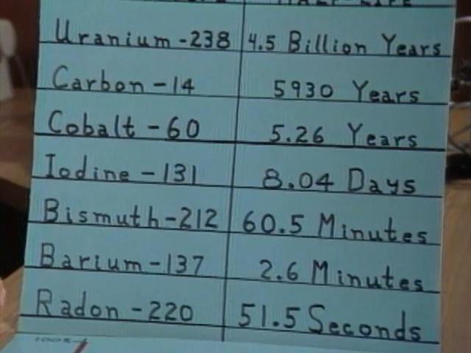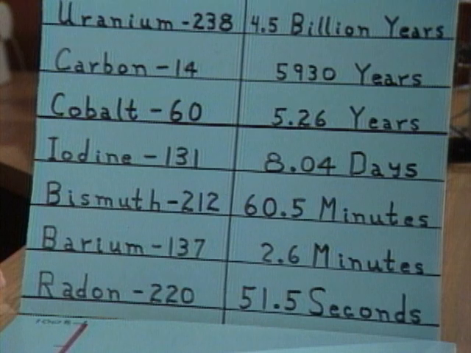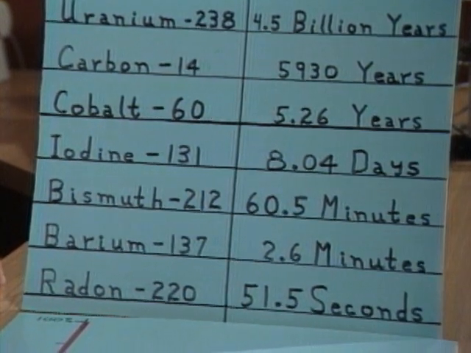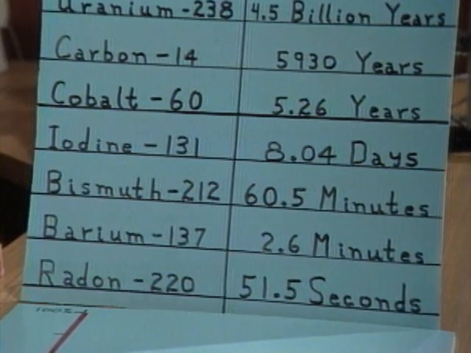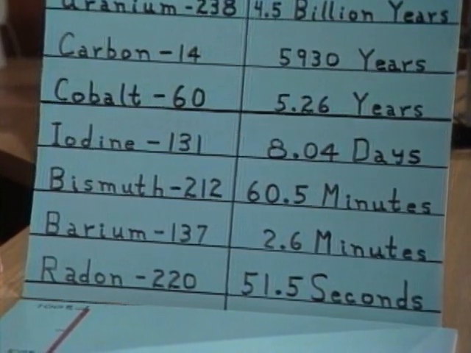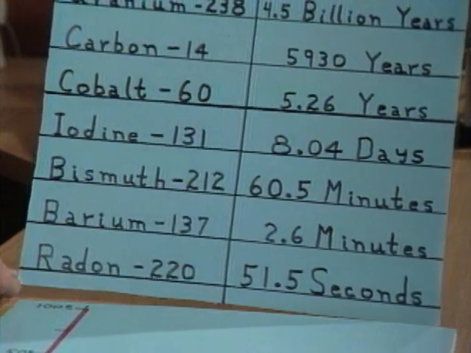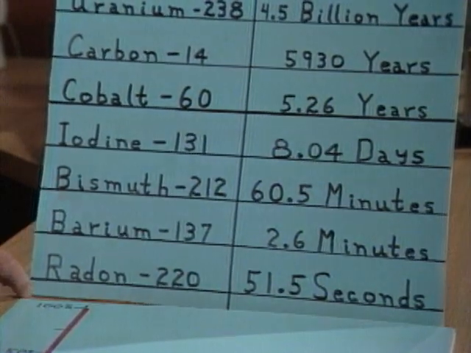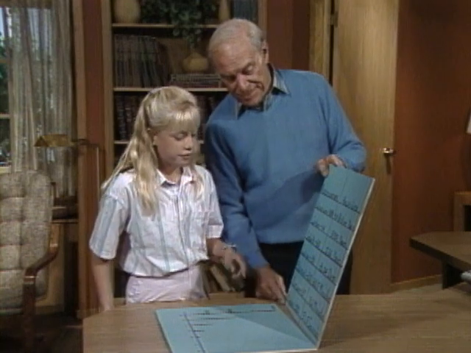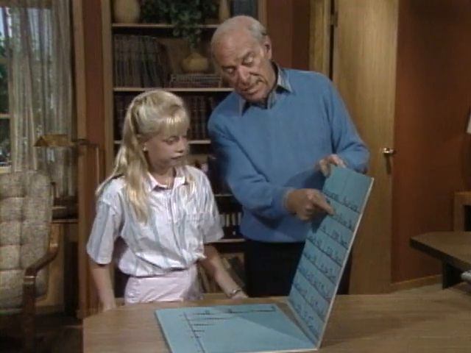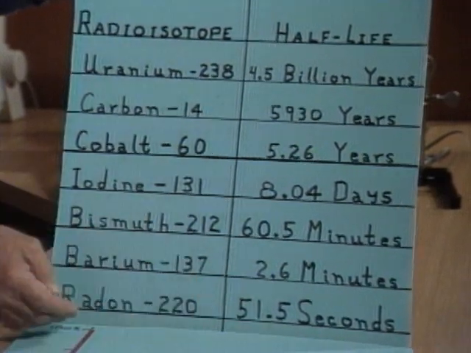Iodine 131, 8.04 days. Bismuth 212, 60.5 minutes. Barium 137, 2.6 minutes. Radon 220, 51.5 seconds. You notice how I arranged them? Oh yeah, it goes from the longest time to the very shortest time. And when you say longest time, you really mean longest, 4.5 billion years, all the way to seconds. And some of them even last longer than that.